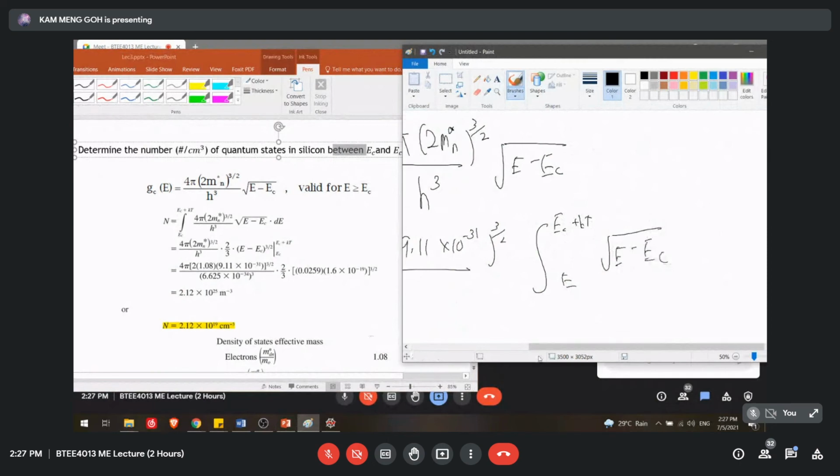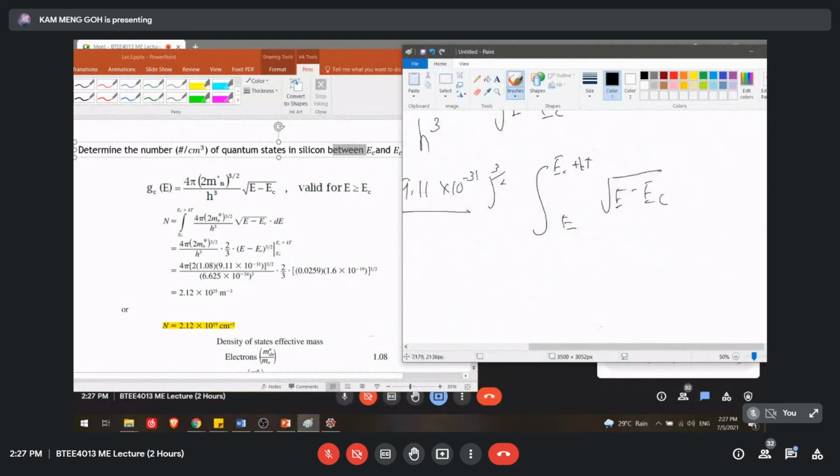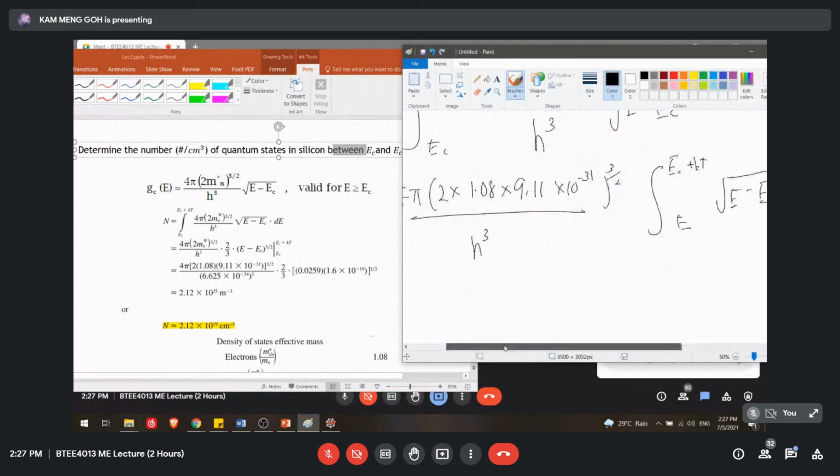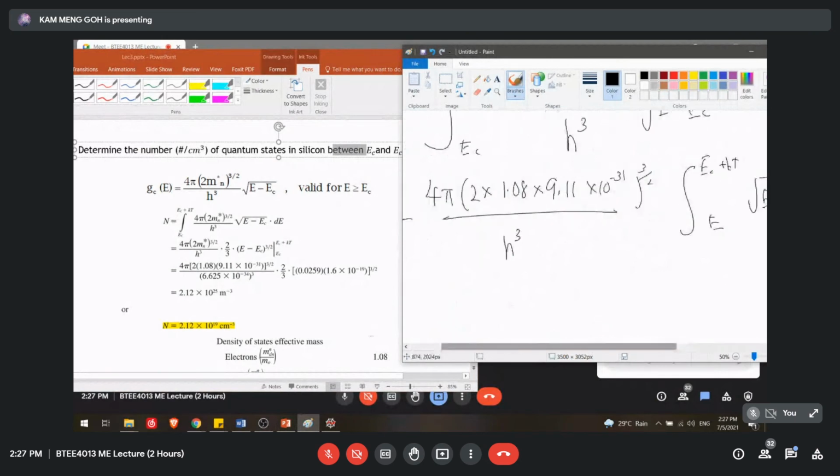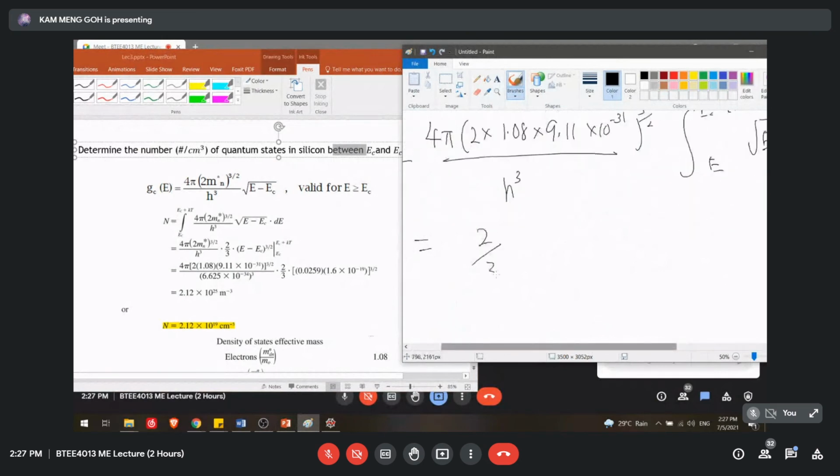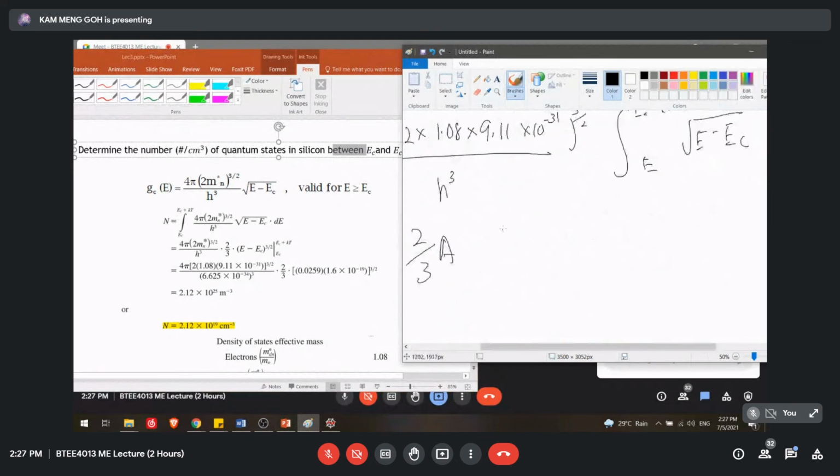Okay, same thing we did. We need to do the integration. So this one I put as A. So 2/3 A. Then this one is E minus EC to the half, then 3/2. Then this is the EC plus KT. It's at EC.